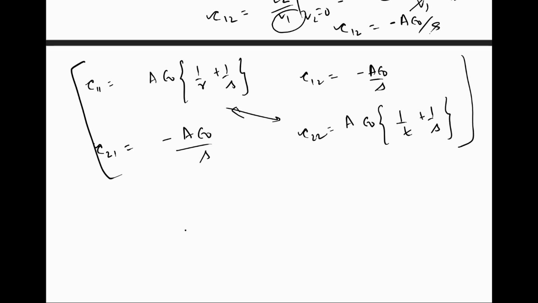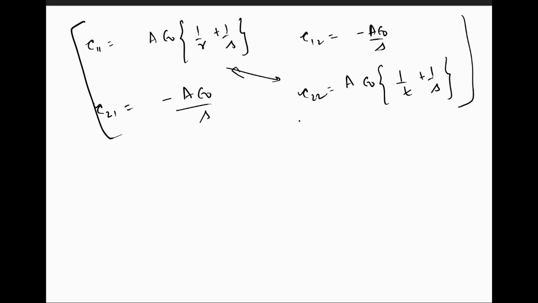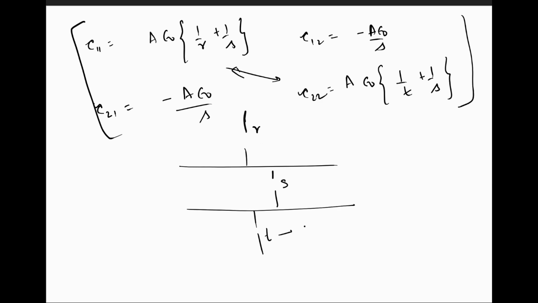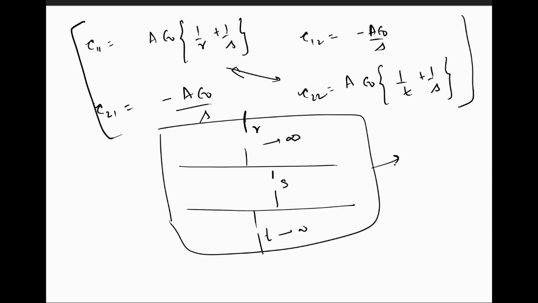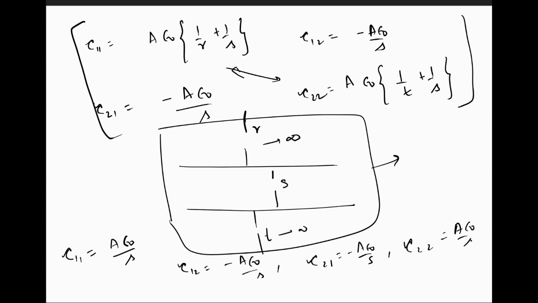Now let us see what is the relation between the parallel plate capacitor and this matrix. In the parallel plate capacitor, this is S, and R and T are going to infinity, because there is no grounded enclosure. The ground is at infinity. So you see that C11, when I put this limit R tends to infinity, will remain as A epsilon naught over S, and C12 will again remain minus A epsilon naught over S, and C21 again minus A epsilon naught over S, and C22 will be A epsilon naught over S.